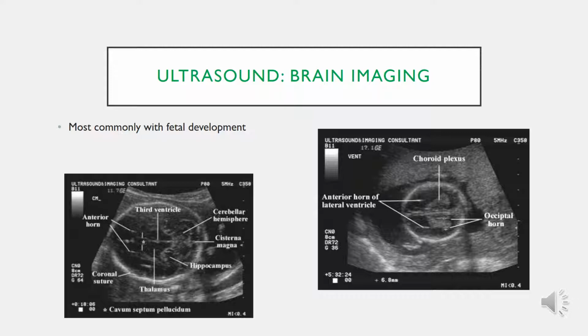Ultrasound can be used to analyze brains, most commonly with fetal development. So CT and MRI are going to be the most common imaging modalities to view the head and the brain. Ultrasound, again, is going to be pretty common with fetal development since it's non-ionizing. Ultrasound can also be used, though, to visualize some head vasculature and the orbits.